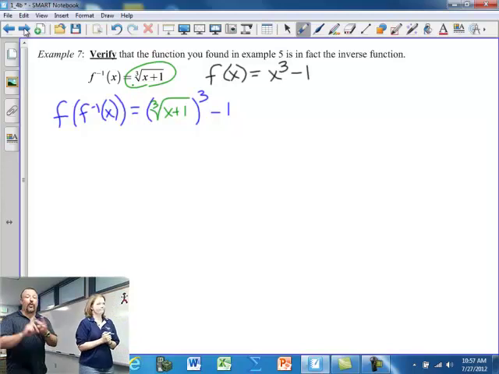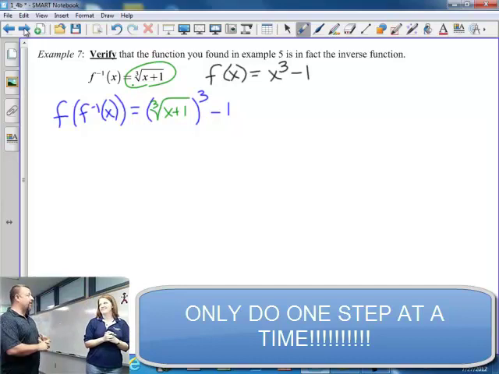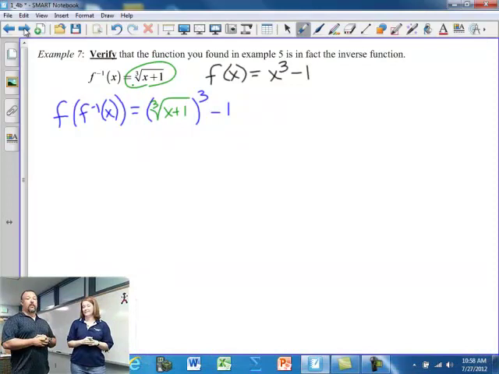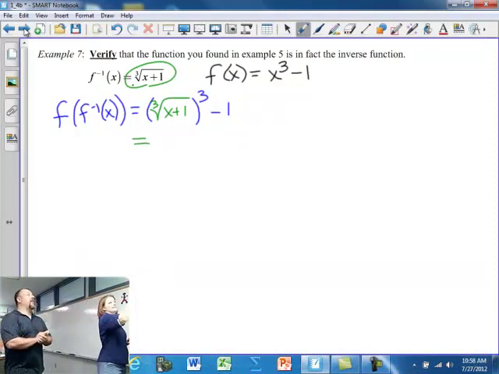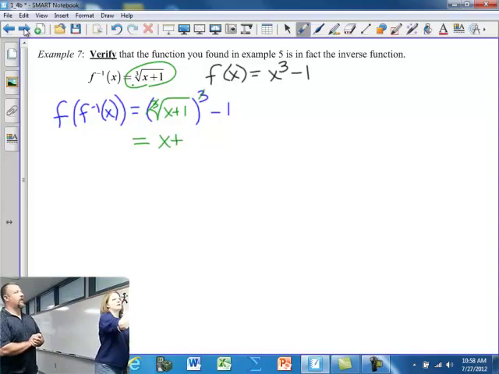It is very important that you do one step at a time and you do the correct step, because if you do the wrong algebraic step, it is an incorrect proof, even though you may come out with x again. Just because you wrote x doesn't mean it really equaled x. So what is the correct thing to do first? Well, I see a cube root and I see a cubic exponent. Those two things are going to cancel first, and cubing a cube root will cancel, and you end up with simply x plus 1.